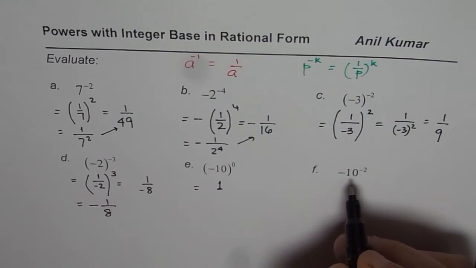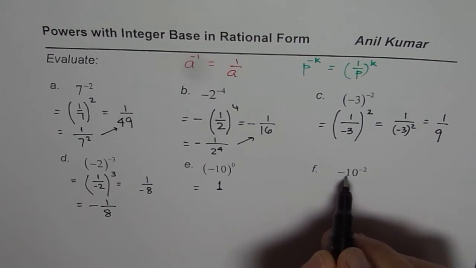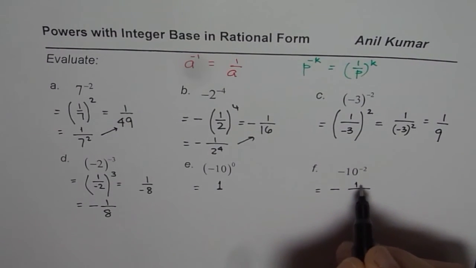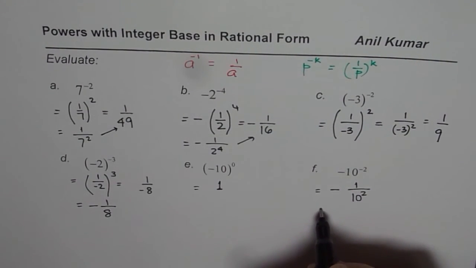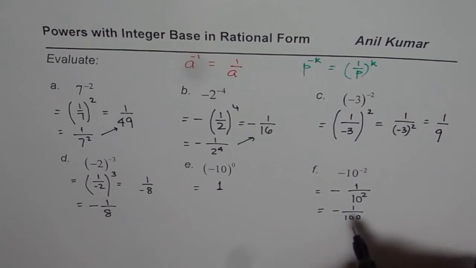That's the whole idea. Now, here we have minus 10 whole square. Negative is outside. So we'll write this as equal to negative 1 over 10 square, which is indeed equal to negative 1 over 100, correct? So that is how you could get your answer.